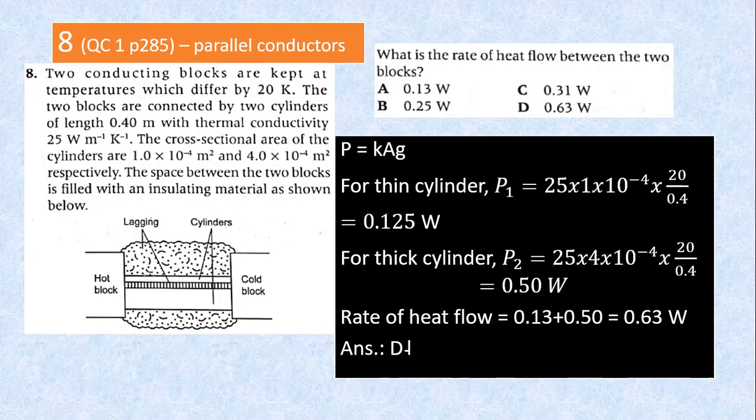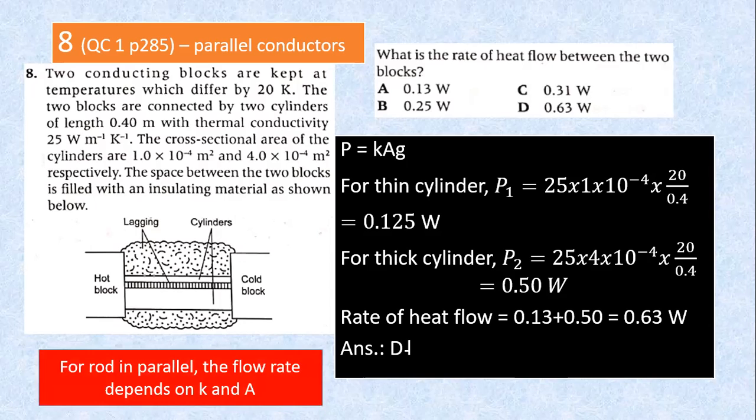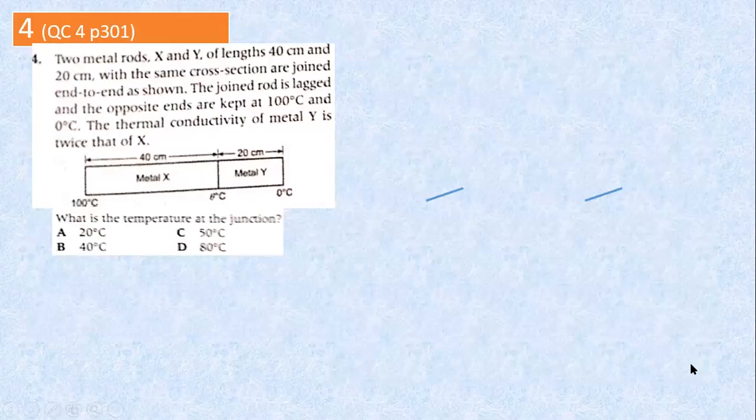Quick check 1, page 5, number 8. Then we just add them up. If it's parallel, think of it as water flowing, that's all. You have to find the flow for each pipe and then add them up. If you're okay, then you should be able to try the next one. For the rods in parallel, the flow rate depends on each of the areas, that's all. Then add them up. You should be able to try this one.